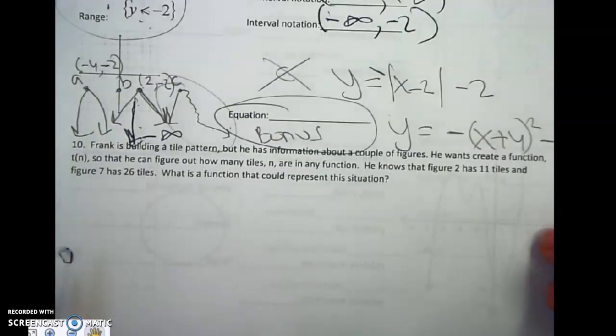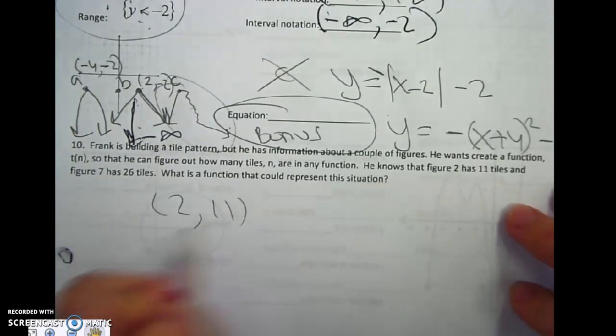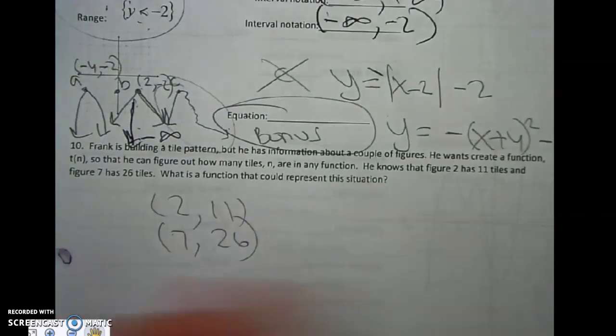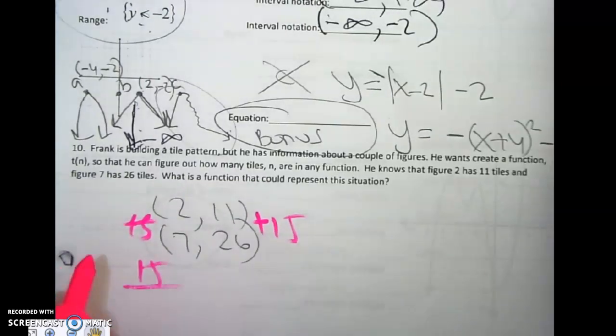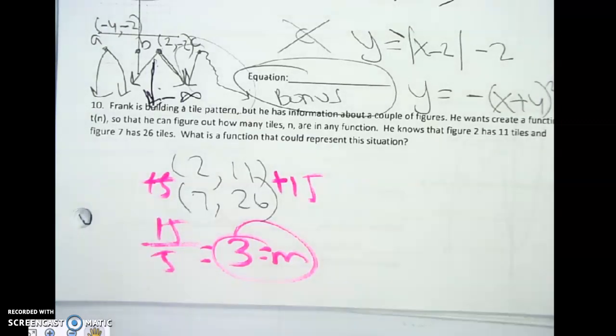Okay. Let's see. Trying to build a pattern. He has certain information. He knows that figure 2 has 11 tiles. Figure 7 has 26. Okay. So this would be plus 15. This is plus 5. I'm doing this fast because it only goes to 15 minutes. 15 divided by 5 equals 3. That's my slope.